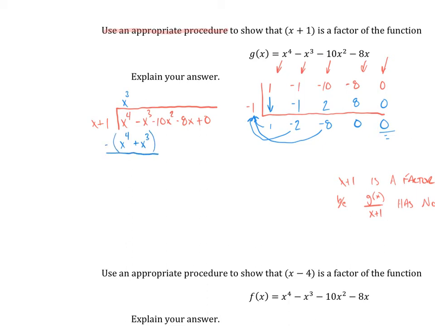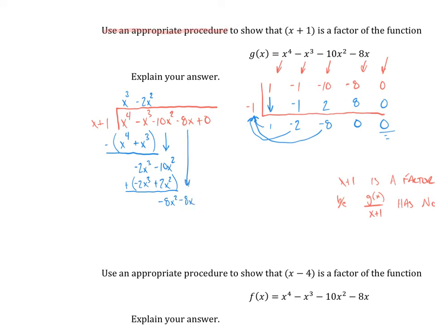Now I have to subtract. Negative x cubed minus x cubed is negative 2x cubed. Now I have to bring down my next term because I will eventually subtract here. X goes into negative 2x cubed, negative 2x squared times. Negative 2x squared times x is negative 2x cubed. Negative 2x squared times 1 is negative 2x squared. And now we subtract. Negative 10 minus negative 2 is the same as negative 10 plus positive 2. That's negative 8.